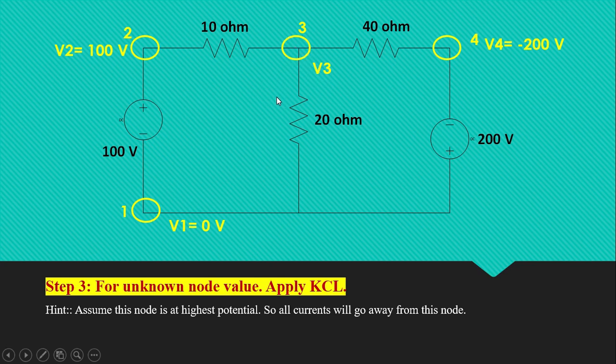So how can I apply KCL? For applying KCL, we consider the node at the highest potential, and then the current will go from node 3 to node 2, node 3 to node 4, and node 3 to node 1, because it is assumed that node 3 is at the highest potential.